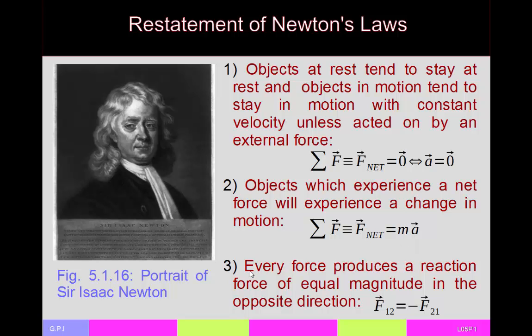And finally, we have that every force produces a reaction force of equal magnitude in the opposite direction. So for every action or every force that causes an action, there is a second force that is created that causes a reaction of equal magnitude in the opposite direction. That's F12 equals negative F21. This is a 1-2, not a 12. This is a 2-1, not a 21. That sometimes causes confusion for people.